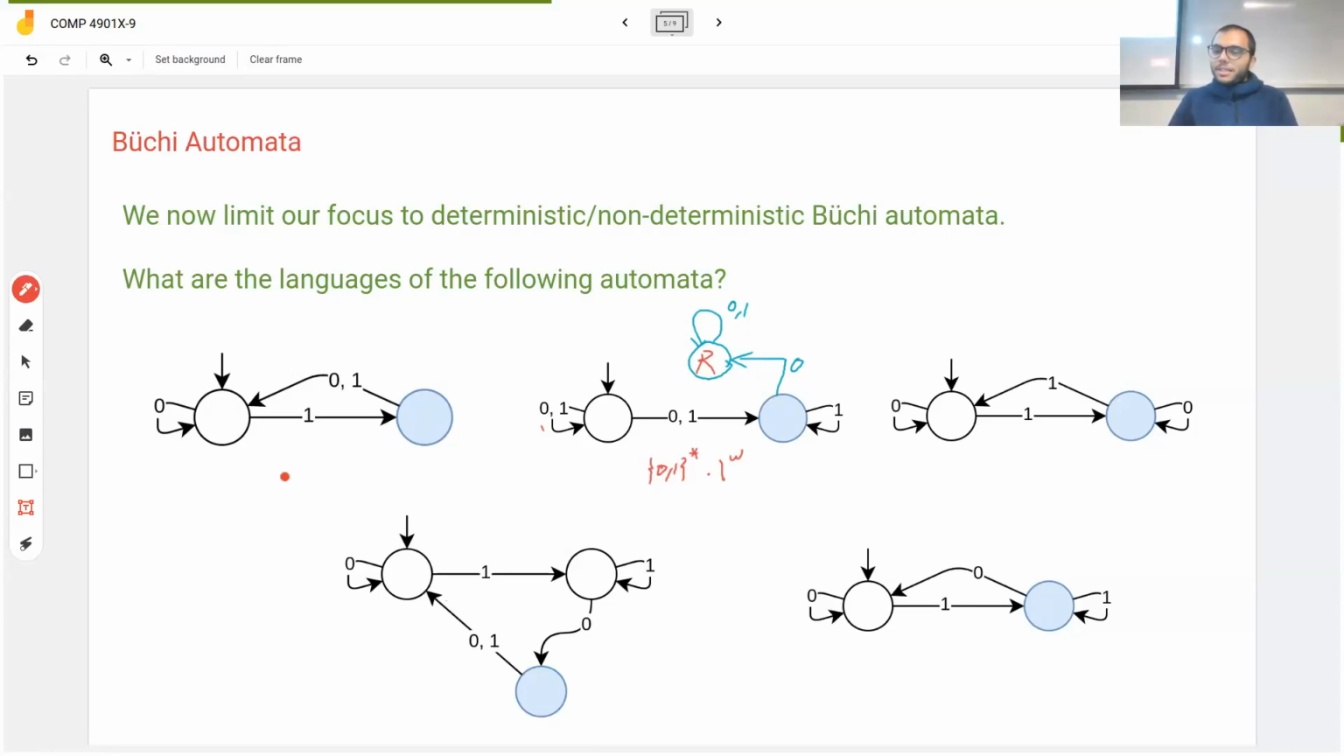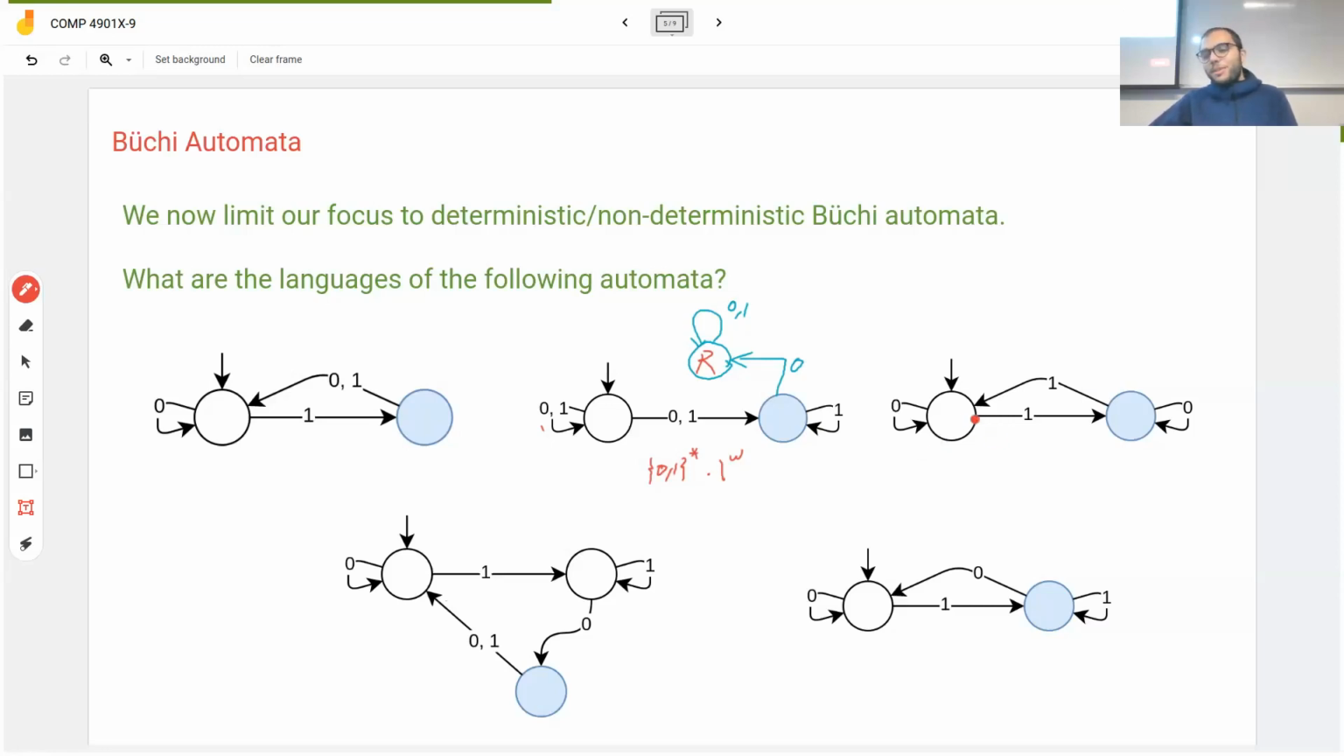Yeah, okay, so let's consider two cases. Either my string has a finite number of ones or an infinite number of ones. If it has an infinite number of ones, it will definitely be accepted, right? Because I can just take these forever. But if it has a finite number of ones, it should have an odd number of ones.